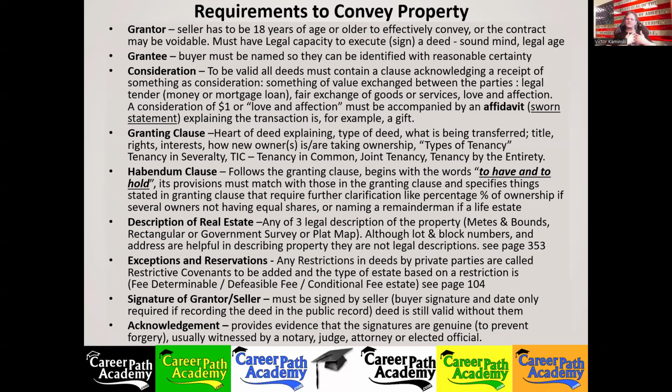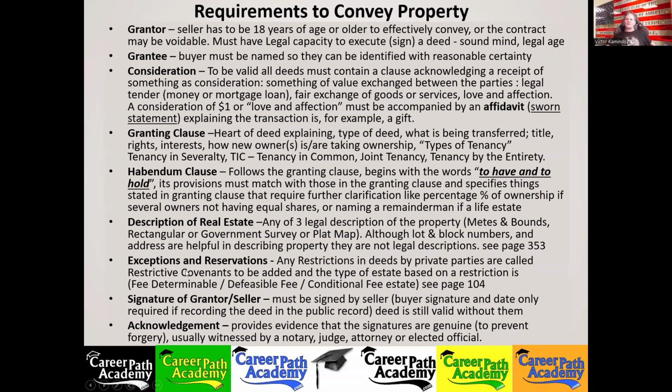So anytime something needs further clarification, that's done in the habendum clause, the "to have and to hold" clause. Then you have to have a description of the real estate, one of the legal descriptions of land, which are metes and bounds, rectangular or government survey, or a plat map. Although lot and block numbers and address are helpful for describing property, they're not considered legal descriptions.